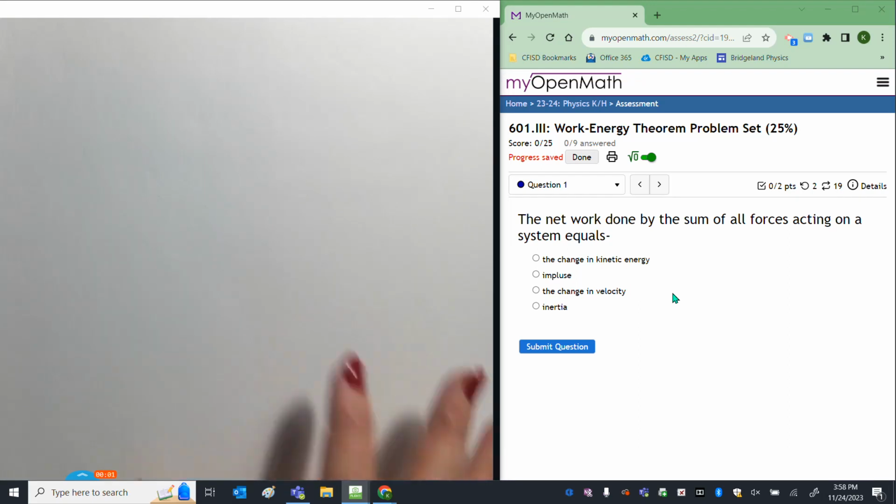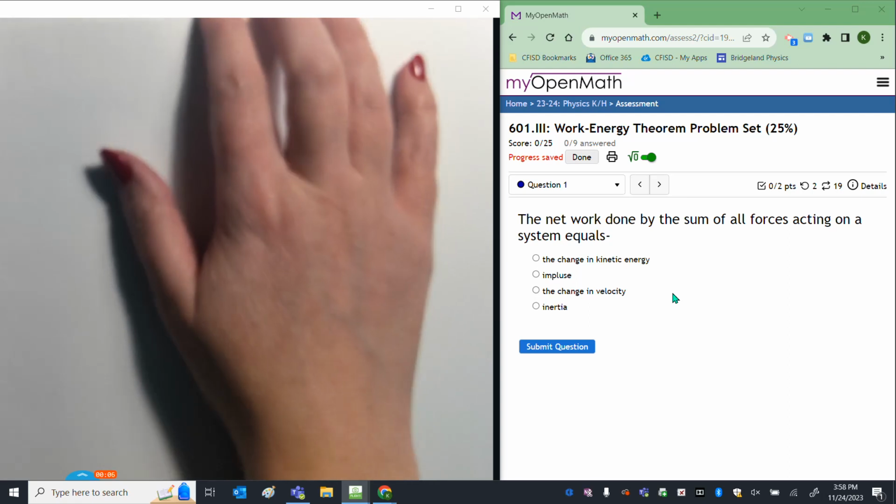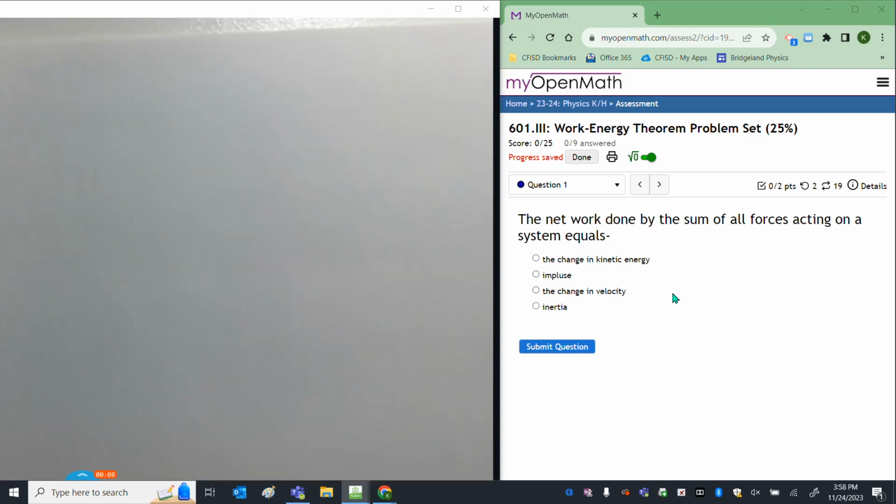This is the assignment 601.3 Work Energy Theorem problem set, and we're going to work through it starting with number one. Number one says, the net work done by the sum of all forces acting on a system equals. This is a definition, and your net work is equal to your change in kinetic energy. This is the work energy theorem.